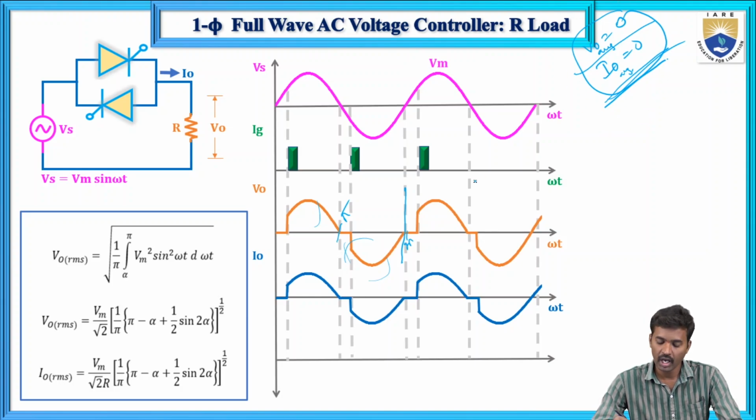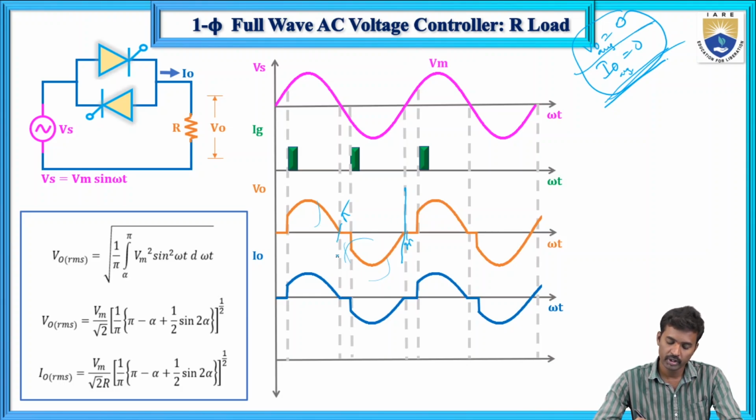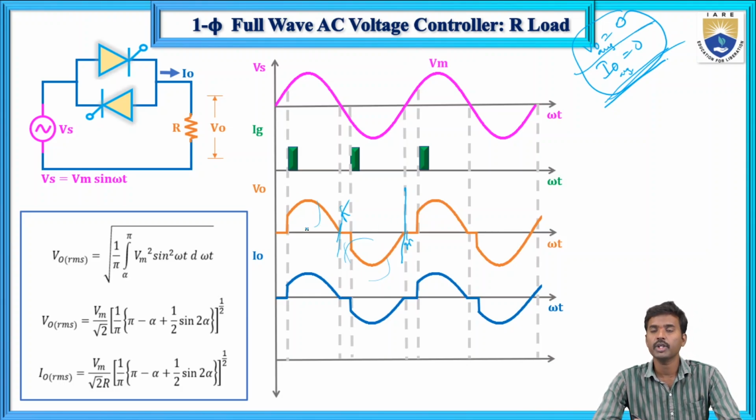For any symmetrical waveform the average output value is 0. What do you mean by symmetrical waveform? Symmetrical wave means the positive half and negative half must be the same. So here the positive half and the negative half are the same. It is a symmetrical waveform, so the average output voltage and average output current both are 0.